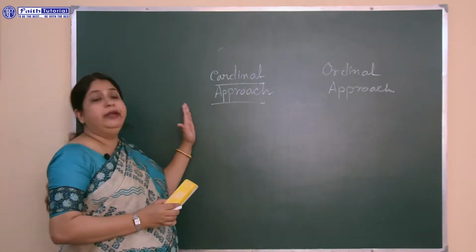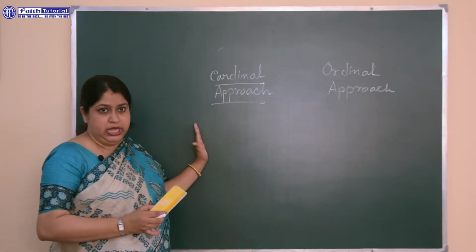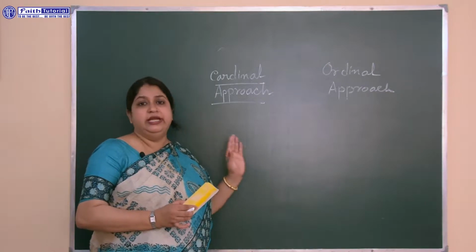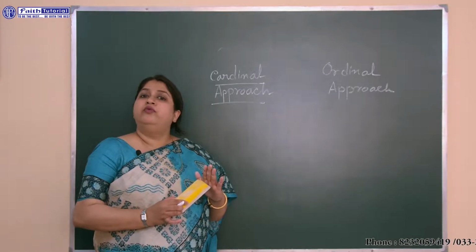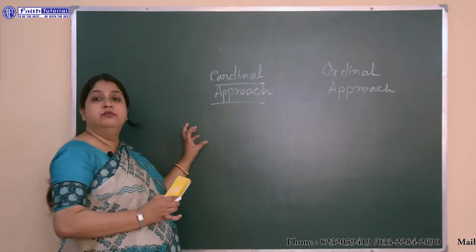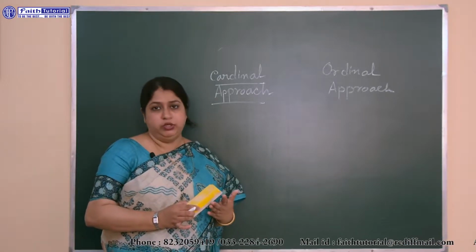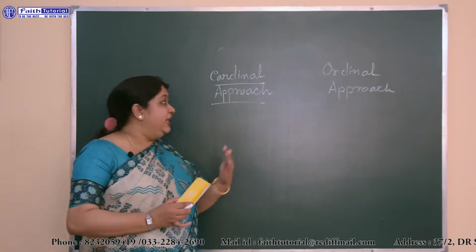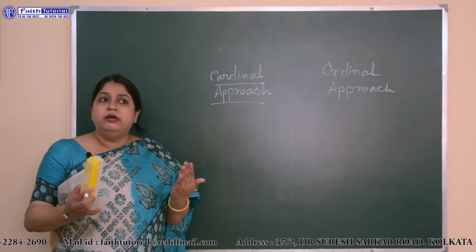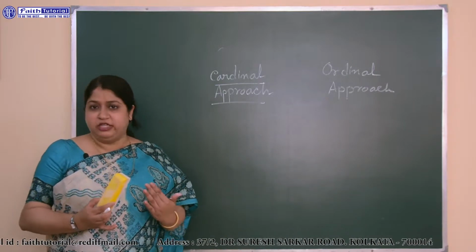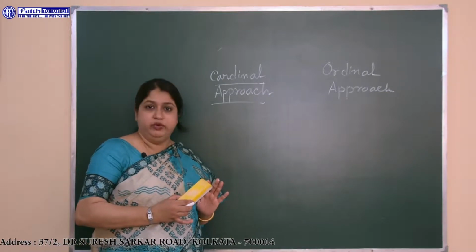According to the cardinal approach, utility can be measured in terms of units. That means we can measure utility in terms of units. But in real life, we cannot measure utility in terms of units. Suppose I am very thirsty, so I am having a glass of water. Now how much utility I am getting from this glass of water cannot be measured in terms of units. It is a mental satisfaction. So actually utility cannot be measured in terms of units.